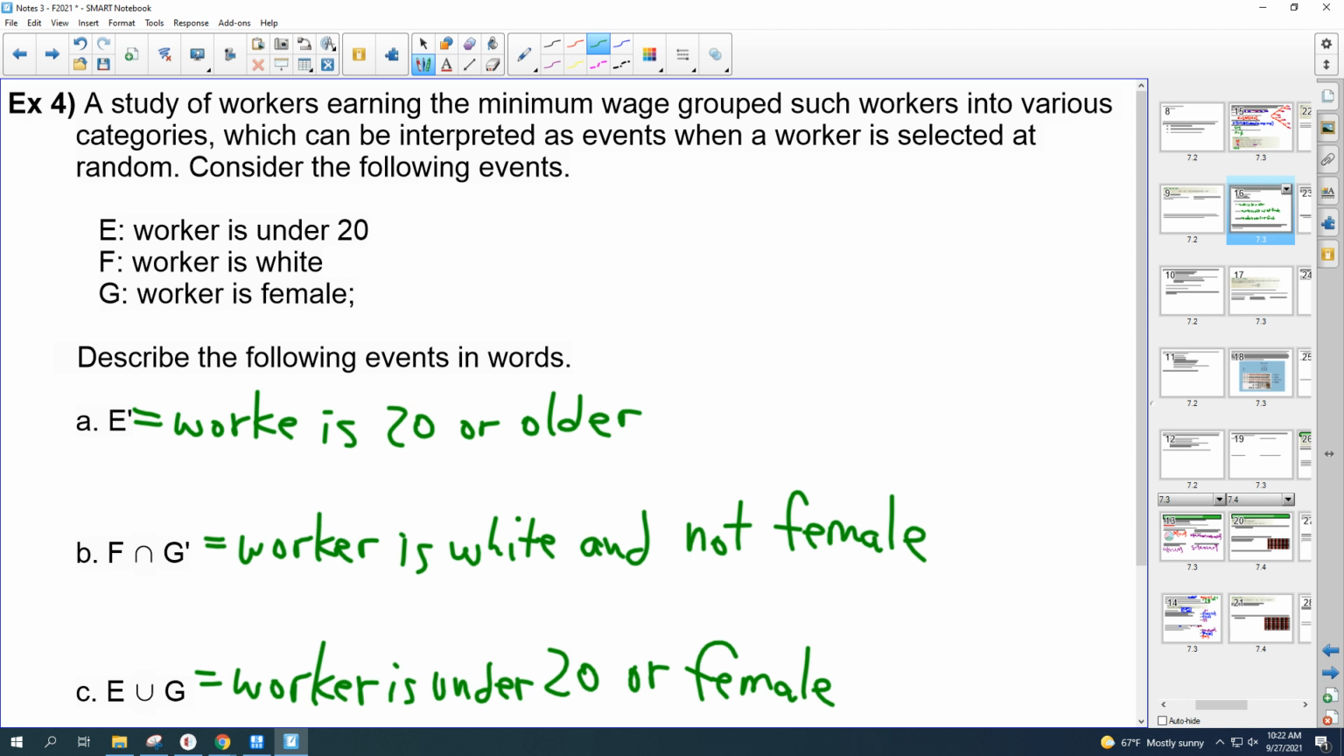Raise your hand if you're under 20. Okay, put it down. Raise your hand if you're female. Okay. Raise your hand if you would be in that set of E or G. Shouldn't everyone in here be raising their hand? Everyone in here is either under 20 or female. Everyone except, there's one person in here that wouldn't have their hand up. Me, right? As far as you know. All right, let's move on.